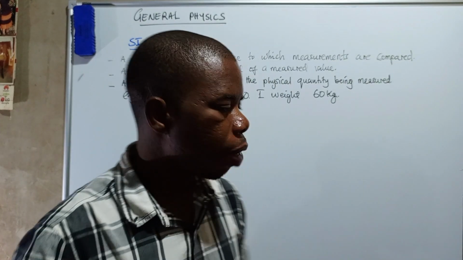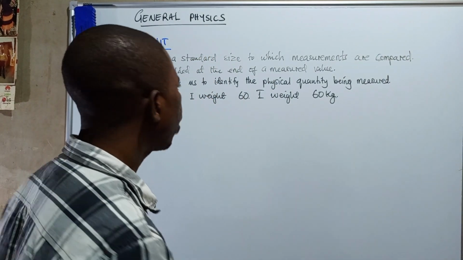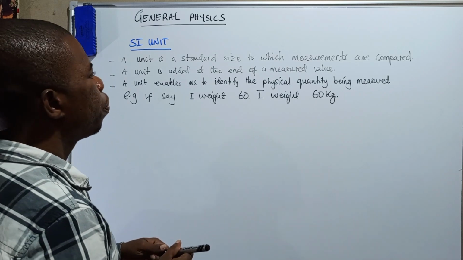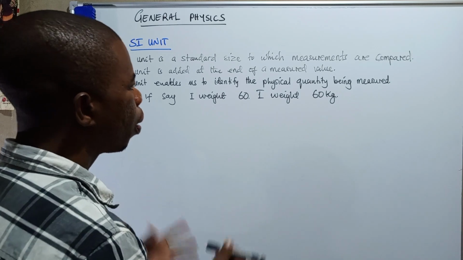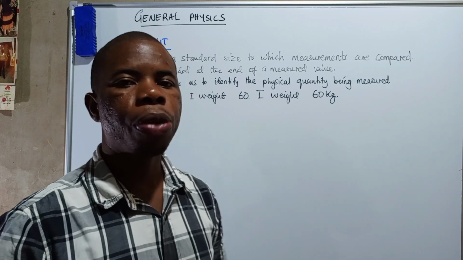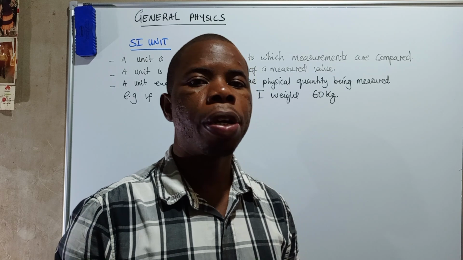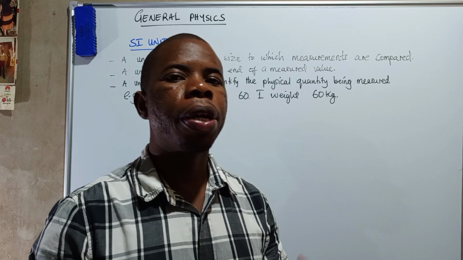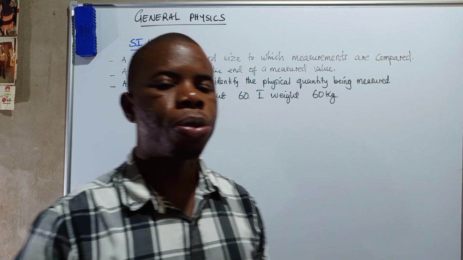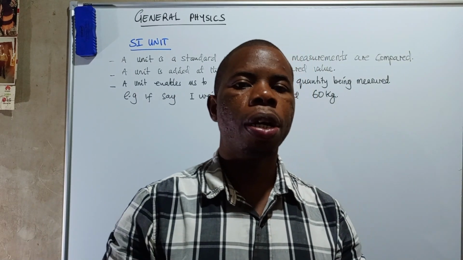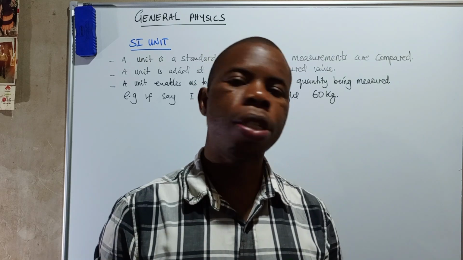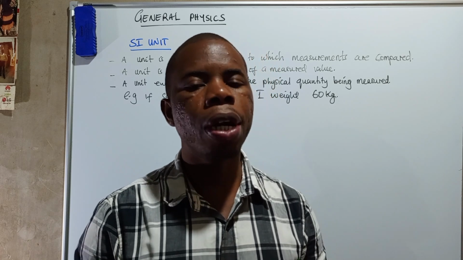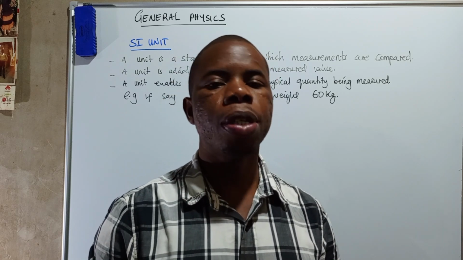So now let's look at the units in which these measurements are recorded. The units in which these measurements are recorded worldwide are called what? SI units. So the units in which these physical quantities are recorded worldwide are called the SI units, and SI stands for System International.